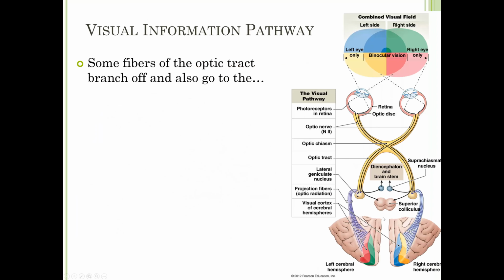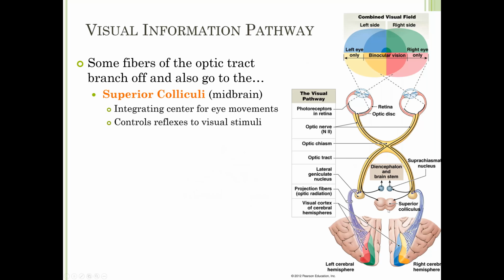So that was the main pathway of information from the eyes to the visual cortex. However, there are some of the axons from the optic tracts that branch off and go to other locations. One of these locations is the superior colliculus in the midbrain. This is part of the tectum, and this is the integrating center for eye movements. This area also controls reflexes to visual stimuli, like when you whip your head around to see something that's moving in the corner of your vision, or when you blink when something's being thrown at you, right? This is the reflex center for visual reflexes.